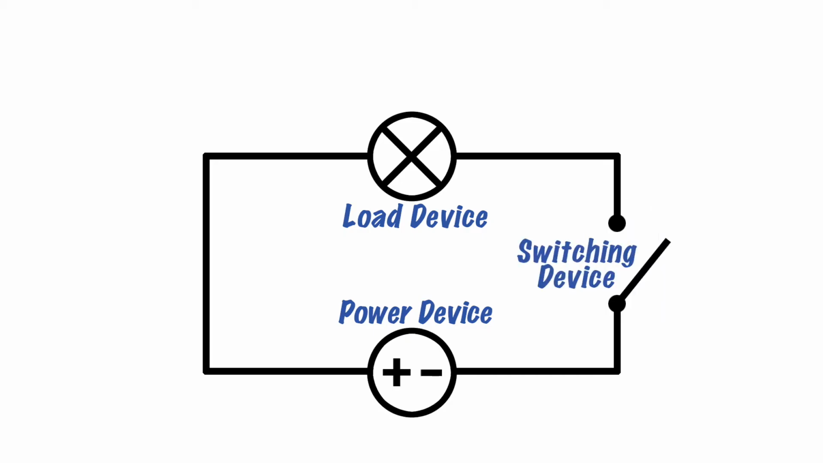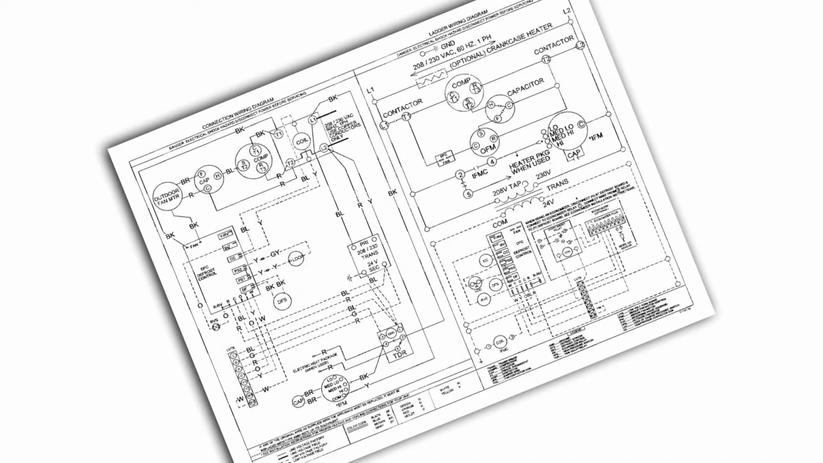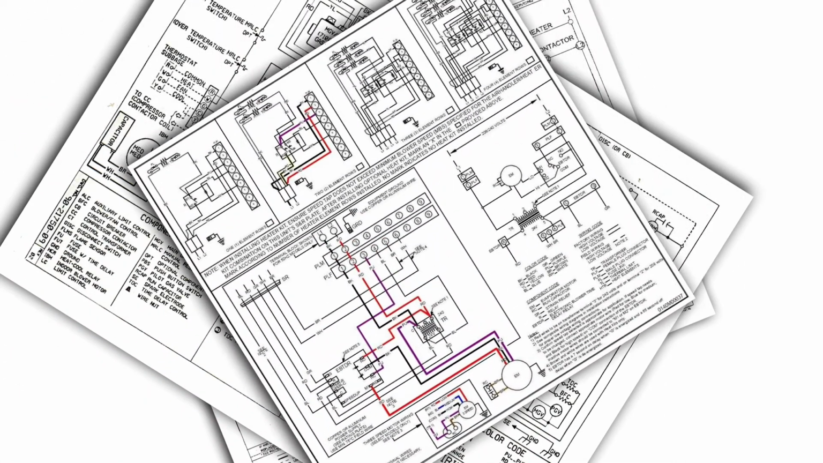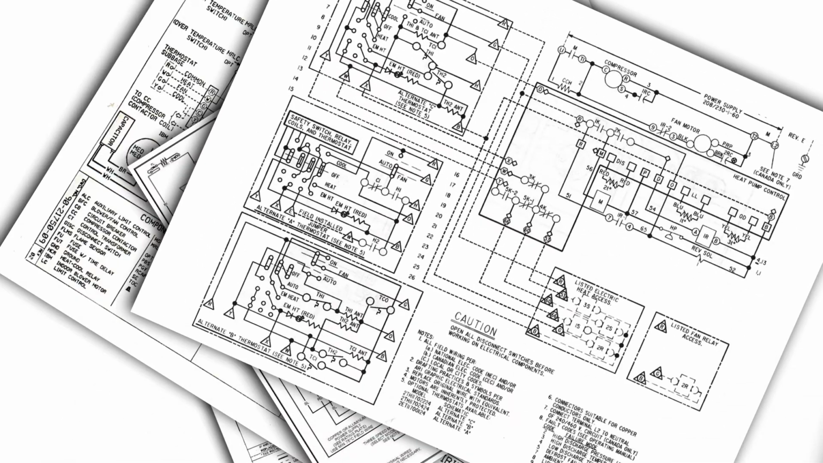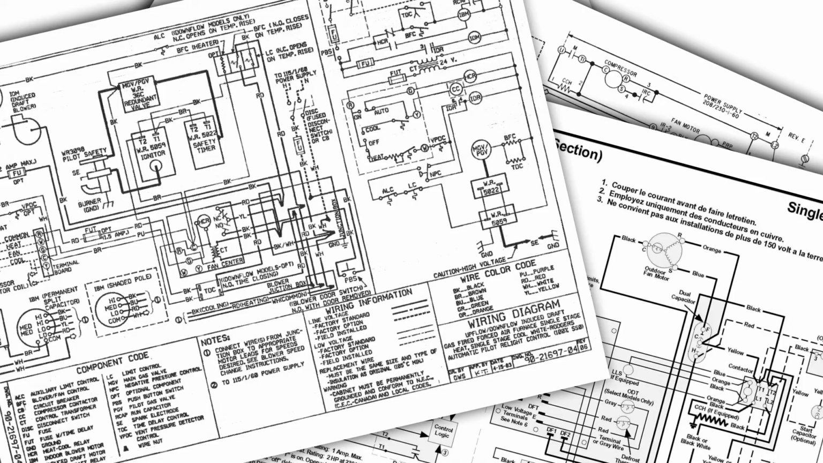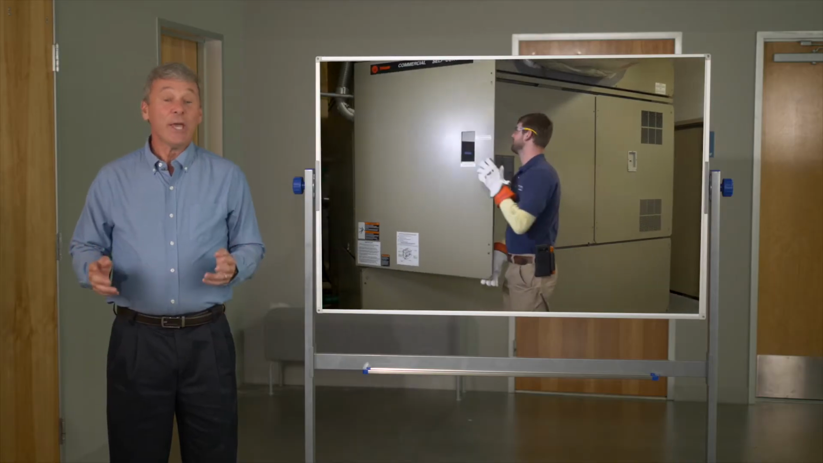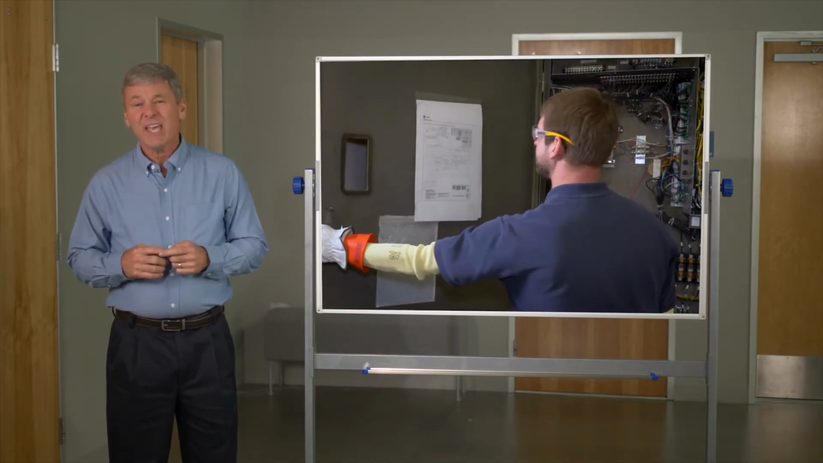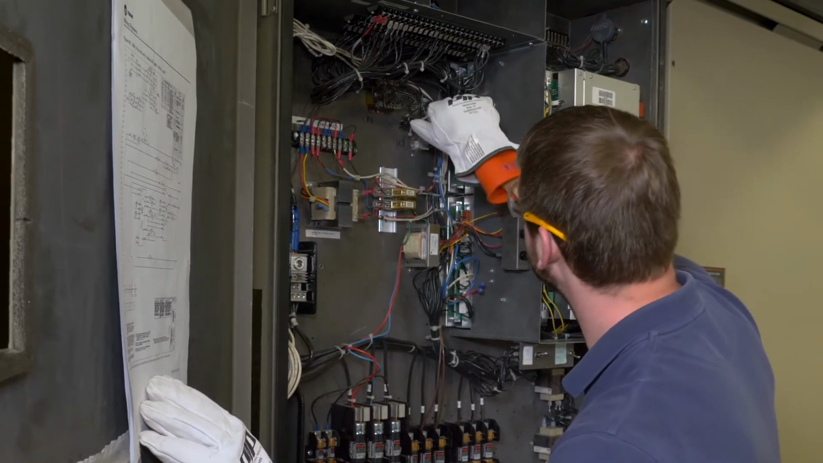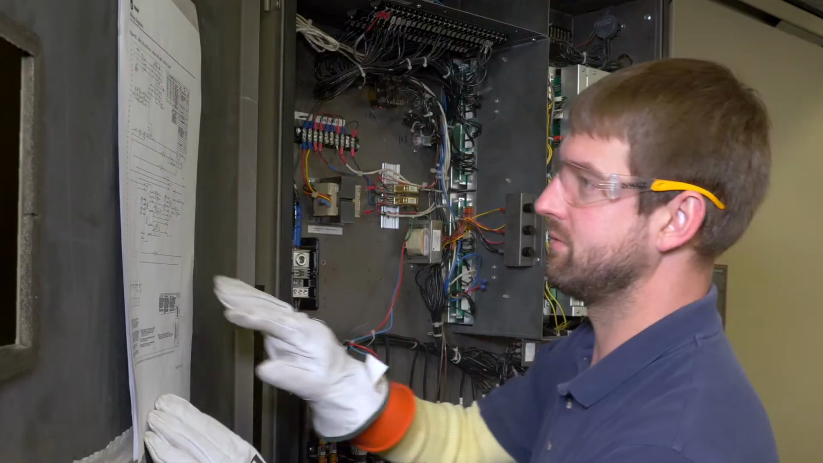This is a very simple circuit, but the electrical circuits used in heating and air conditioning can get pretty complex. Being able to read, understand, and implement these diagrams are one of the key skills required of HVAC technicians. Knowing how and where to measure the flow of electricity is another big part of an HVAC technician's job. You can't fix it if you don't know where the circuit is broken.